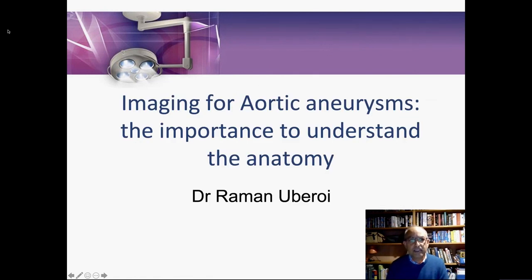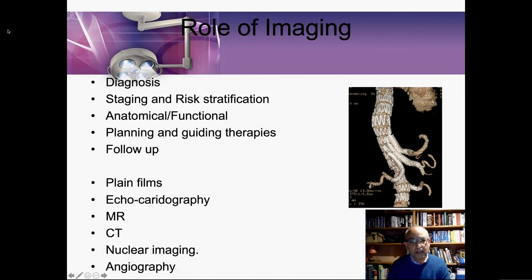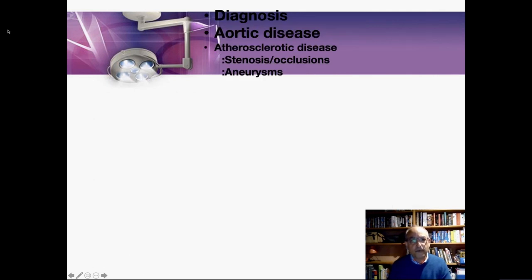So I'm going to talk about imaging for aortic aneurysms and the anatomy. So what is the role of imaging? Well, primarily it's diagnosis and then staging, risk stratification, getting functional anatomical information that helps planning and guiding therapies, as well as, of course, follow-up. Plain films have a limited role. Echo, MR can be incredibly useful for problem solving and also assessing patients, but CT remains pretty much the workhorse. And again, nuclear imaging and angiography is really much more fourth line.